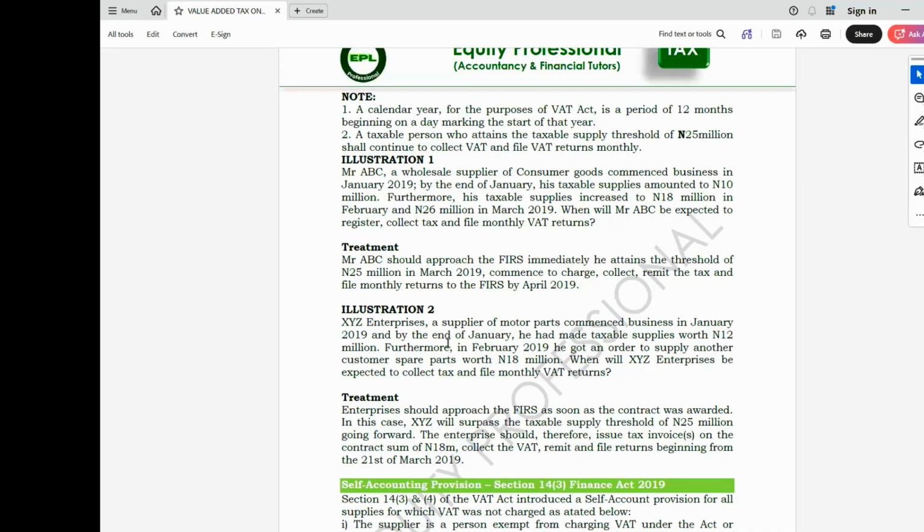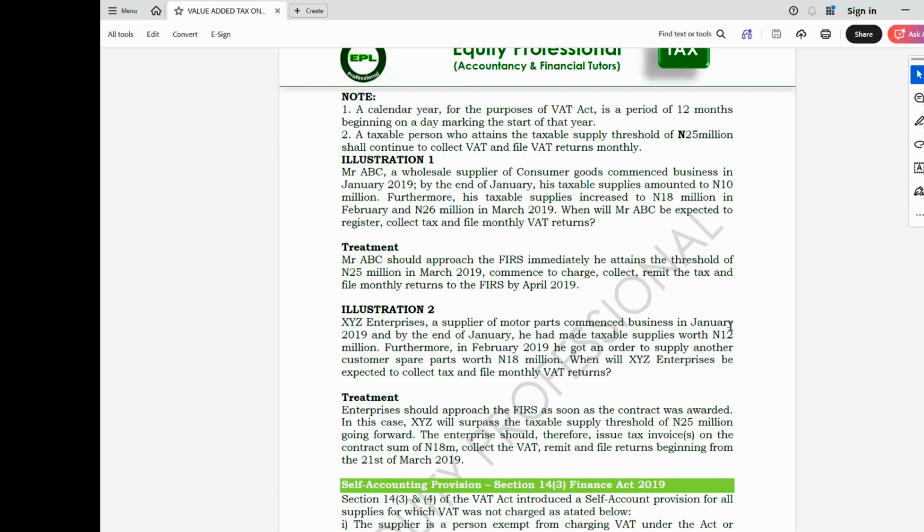From March 2019. Then we also have SYZ Enterprise, a supplier of motor parts, commenced in January 2019, and by the end of January, the supply was 12 million naira. Furthermore, in February, it got an order to supply another customer's spare parts. His total supply is 12 million. But at February, he has gotten another supply for 18 million. If you add this 18 million to 12 million, that will give us how much?